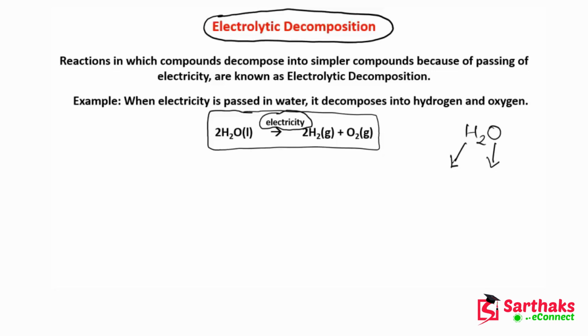So this is made by hydrogen and oxygen. If we provide electricity to water, then what will happen? It will break into hydrogen as well as oxygen, and both of these are gases. This hydrogen is a gas and this oxygen is also a gas. So that's why in brackets I will write gas.